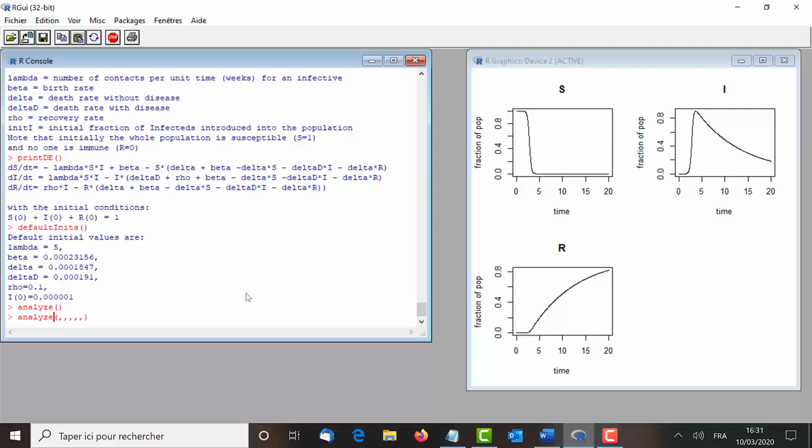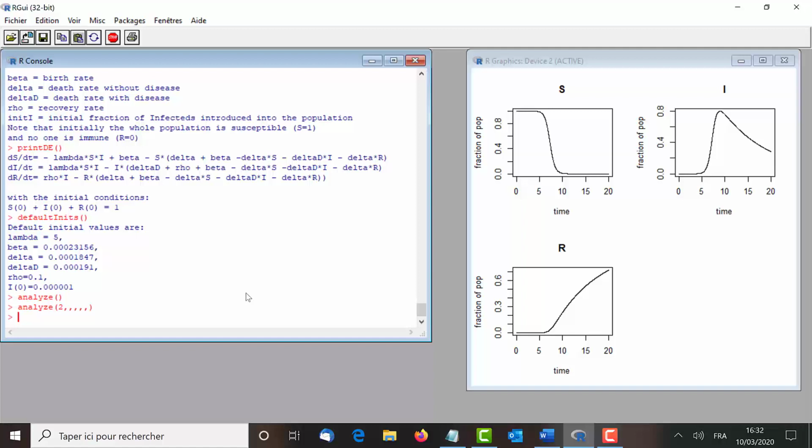So I'm going to change lambda from 5 and move it down, say to 2. Let's say that each infective person only infects 2 people per week instead of 5 per week. So in a 2-week infectious period, that's a total of 4 people. If I do that, you'll see that now I'm not contacting so many people, 2 per week instead of 5, so it takes longer for my disease to explode. But after 5 weeks, my infectives go back up, and I have this characteristic shape.